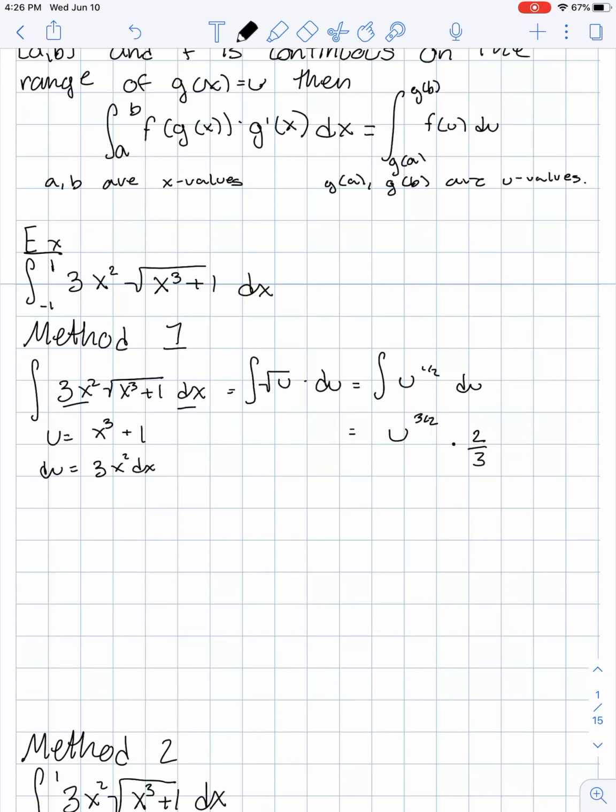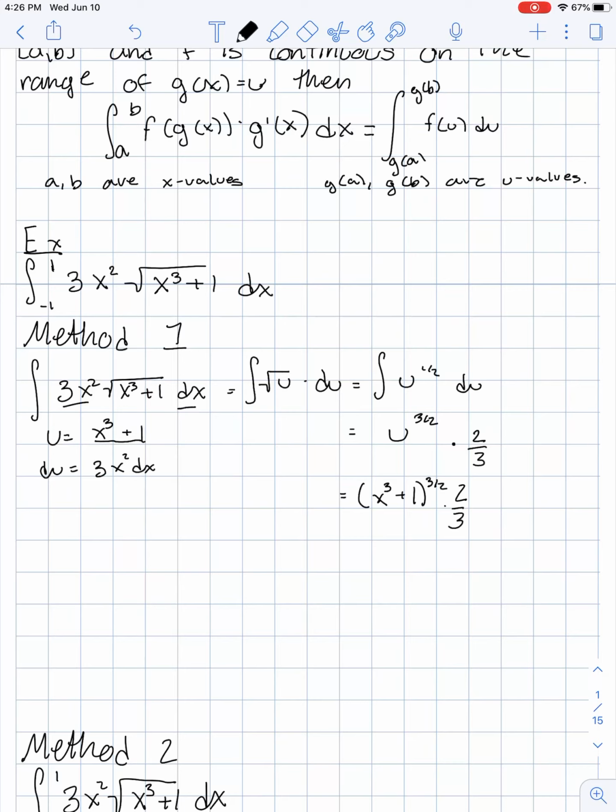All right, so we plugged in our u's and integrated. Now I don't need u anymore. The whole point of u was to integrate. Now I'm done integrating, and I'm going to plug in u. So, plug in x cubed plus 1 into u. So I'm going to have x cubed plus 1 to the 3/2 times 2/3.